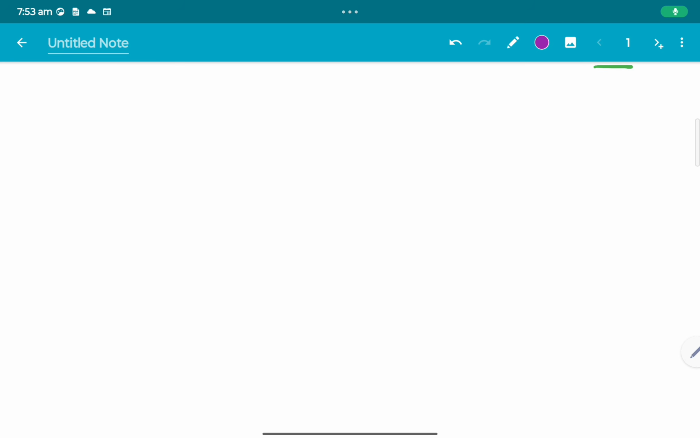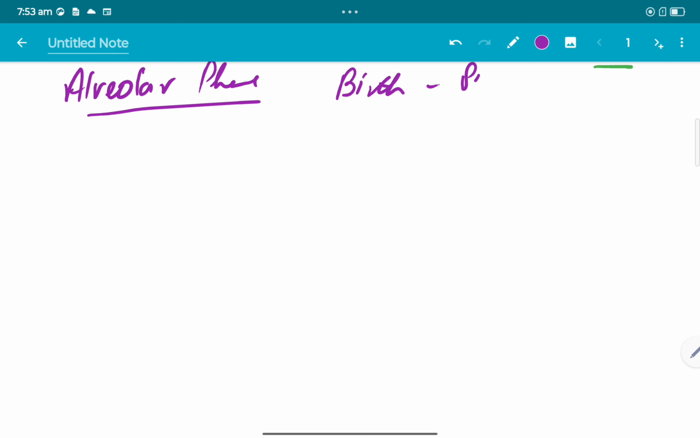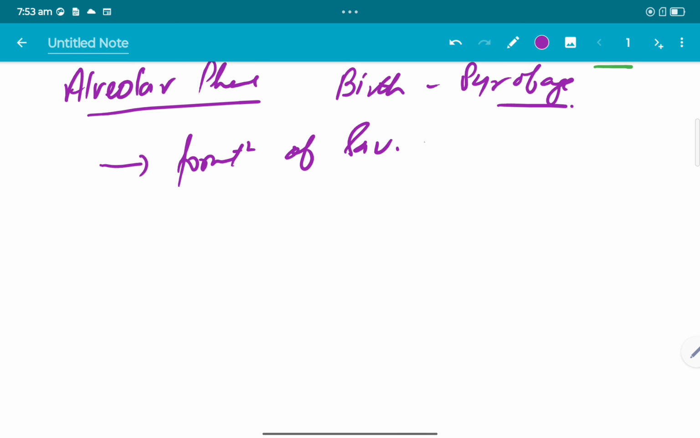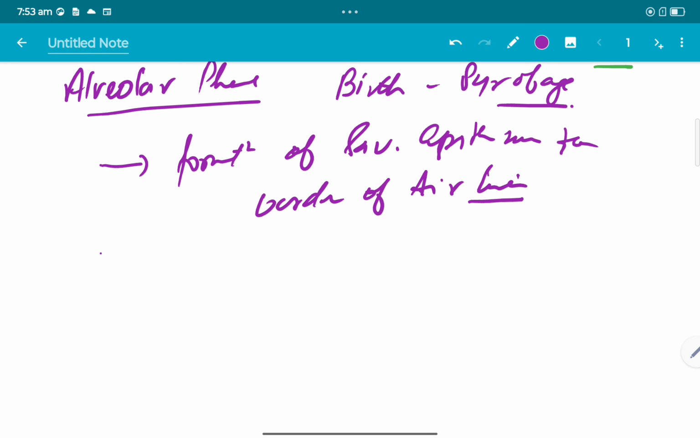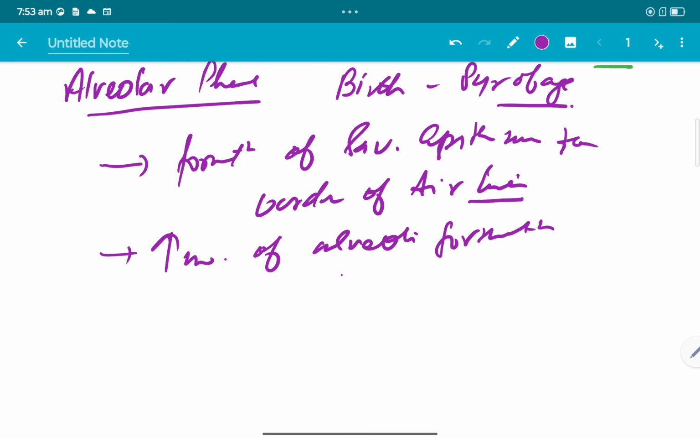Okay. So the last phase we read is the alveolar phase. It occurs from birth till 8 years of age. Formation of squamous epithelium necessary for border of airway lumen. There is increased number of alveoli formation.